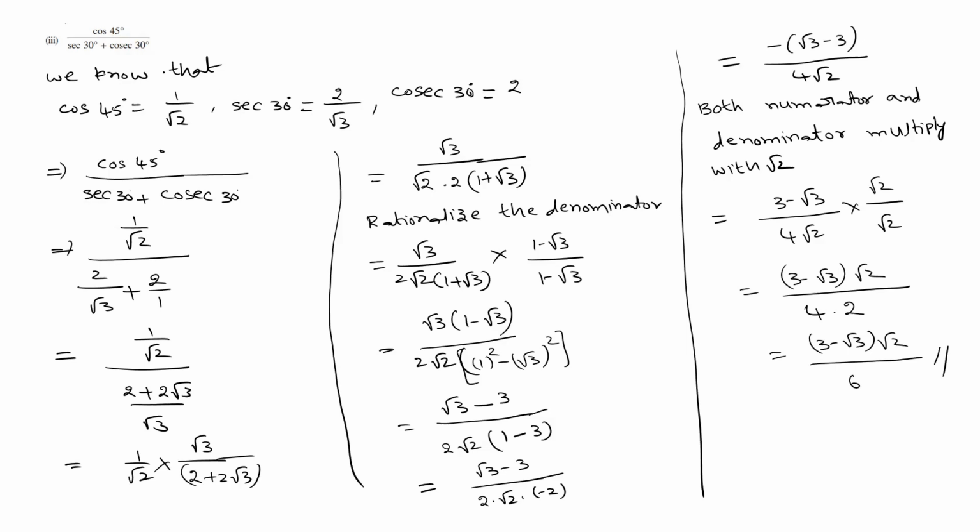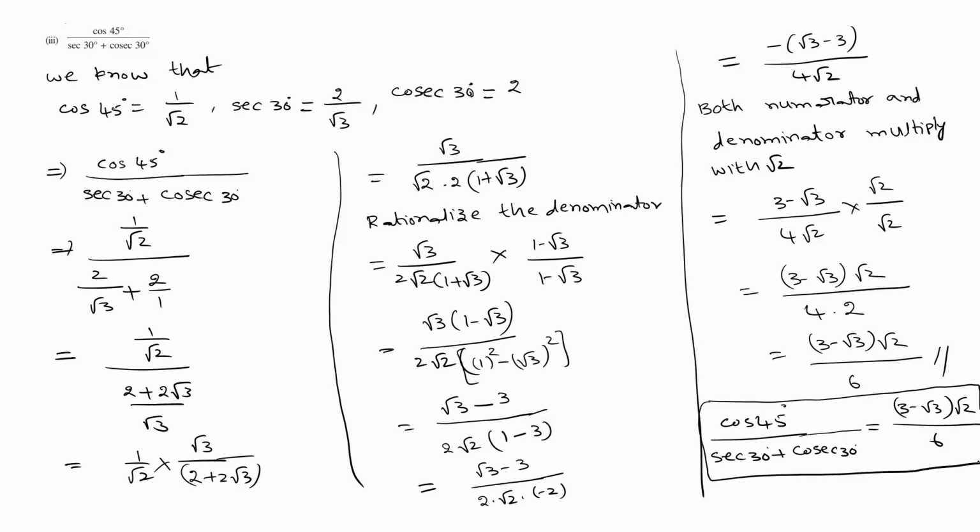This is the answer for cos 45 degrees divided by secant 30 plus cosecant 30, which is equal to 3 minus root 3 into square root 2 divided by 6 is the answer. Okay.